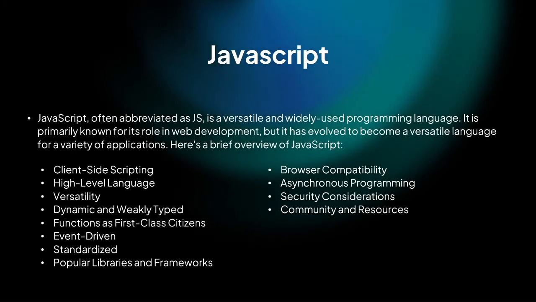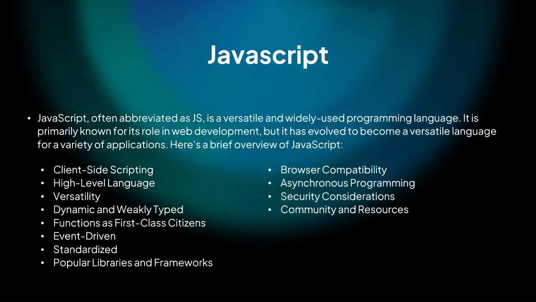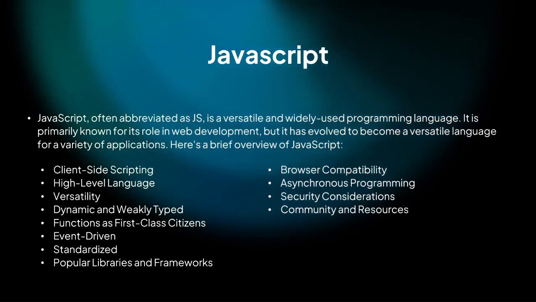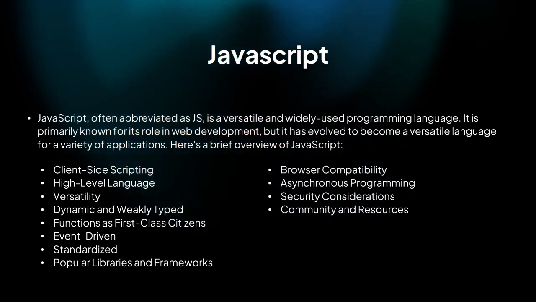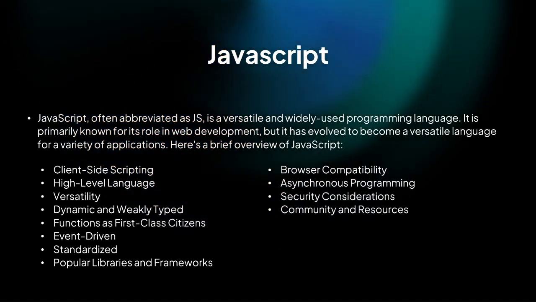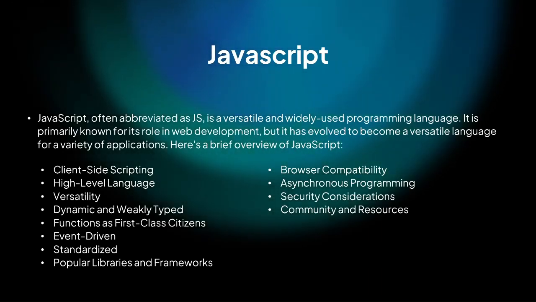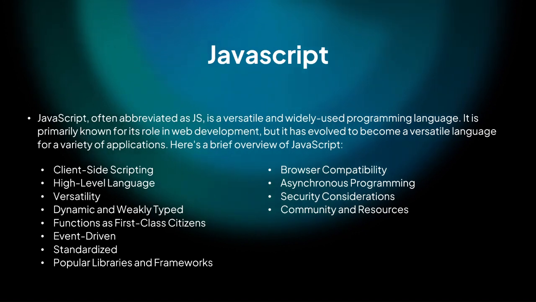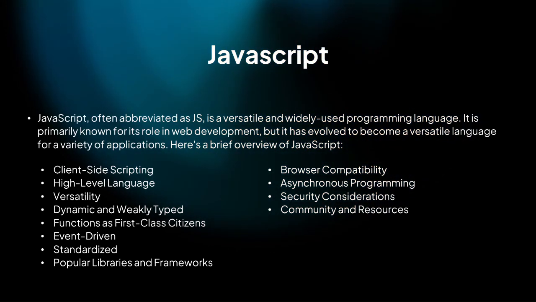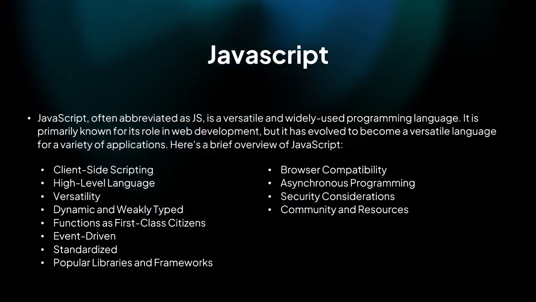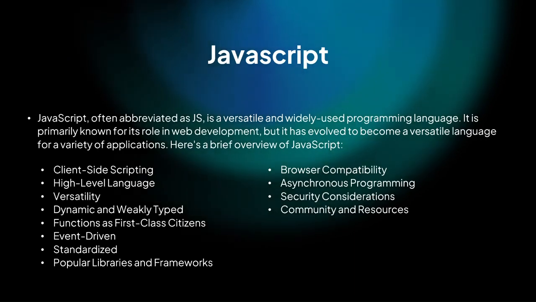JavaScript enables client-side scripting, and it's a high-level language. It is very versatile, dynamically and weakly typed. Then there is cross-browser compatibility, obviously, and asynchronous programming is also possible with the help of JavaScript. We can write event-driven and standardized functions for its functionality. Popular libraries and frameworks are also available.